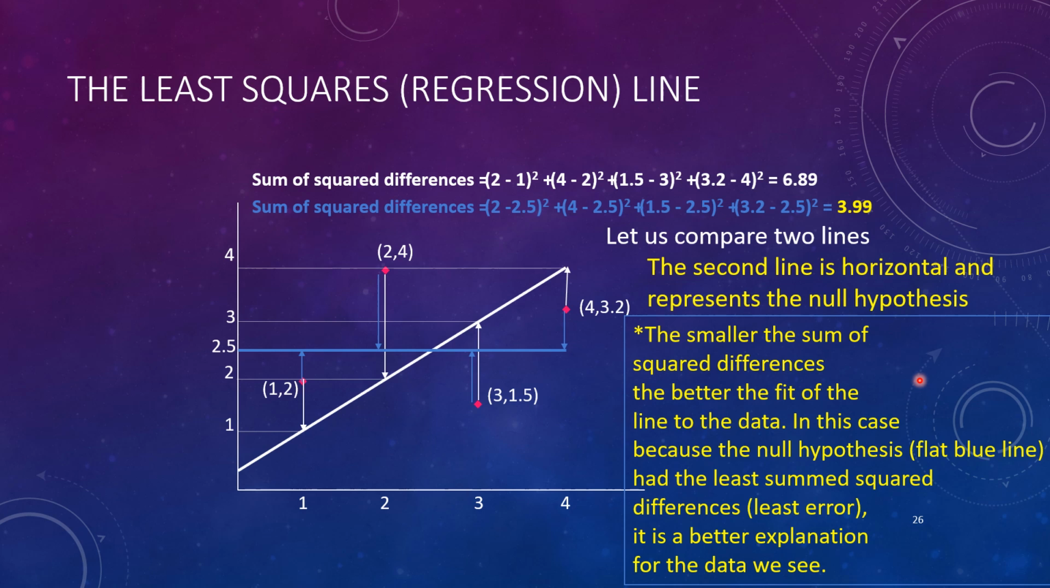The smaller the sum of the squared differences, the better the fit of the line to the data itself. In this particular case, because the null hypothesis had the least sum squared errors or differences, it is a better explanation of the data that we see. Now, what happens when we have a significant difference is that this value of the model will be much less than the value of the null hypothesis. So when the SEE of the model is much less than the SEE of your null hypothesis model, then we say that there is a significant difference and the model is statistically significant, and then we can go ahead and use it to explain things and to predict things.